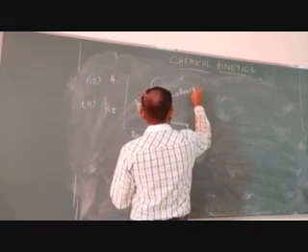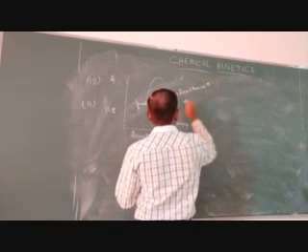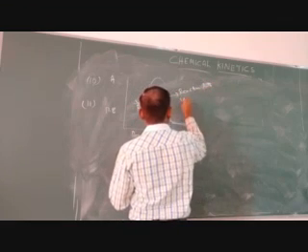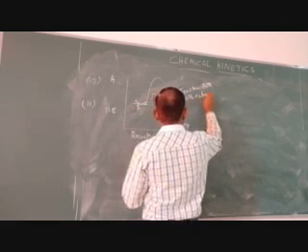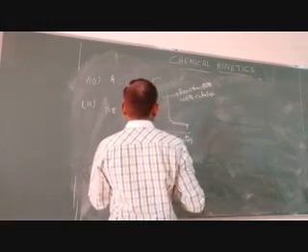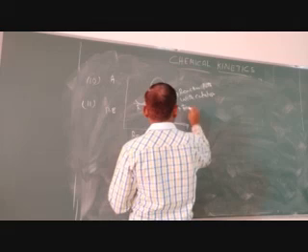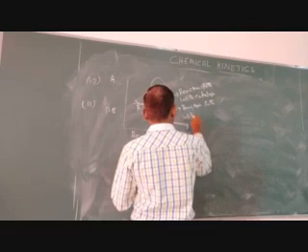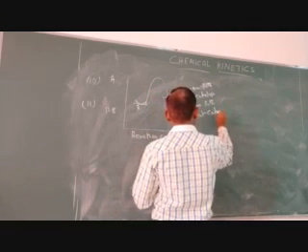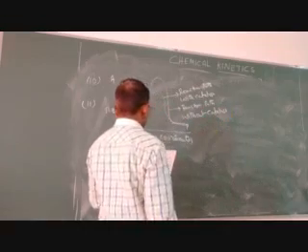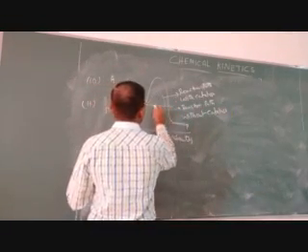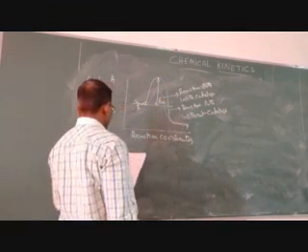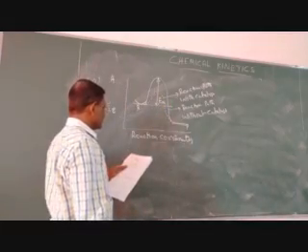This is a reaction path with catalyst. So this one is a reaction path without catalyst. So this is called the energy of activation, Ea, the energy of the activation.